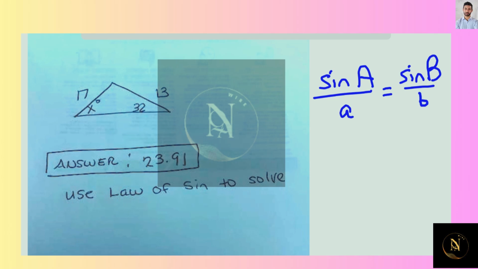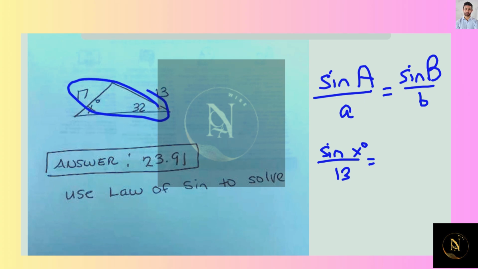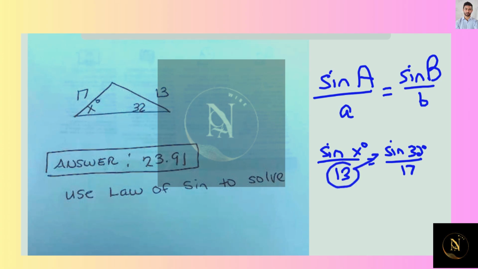So we can say something like an angle over its opposite side. We can say the sine of x over its opposite side, which is 13, is equal to the sine of 32 degrees over its opposite side, 17. This is how we would use the law of sines. Now solve for x. Cross multiply the 13.